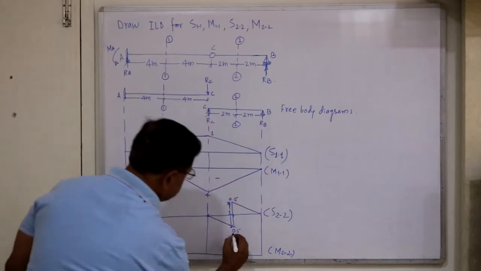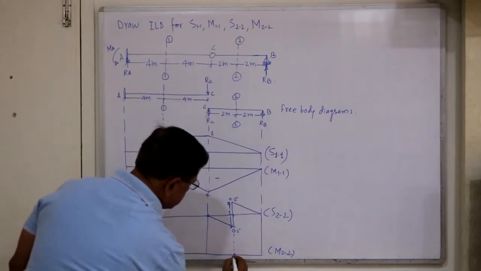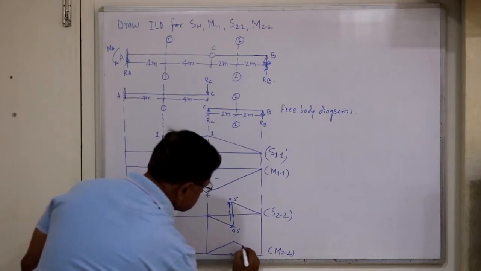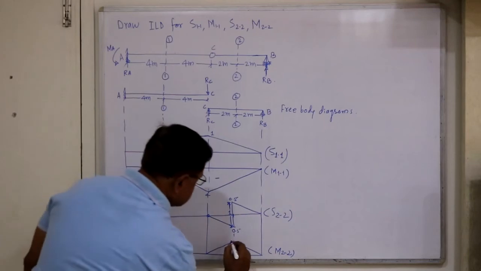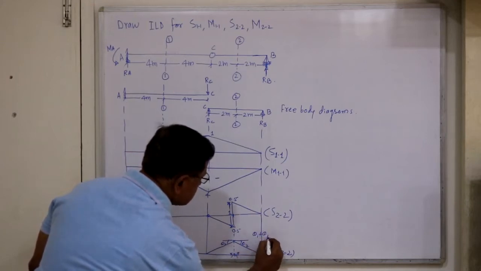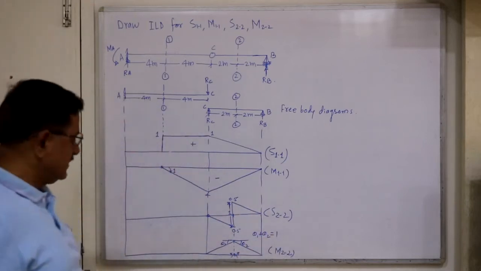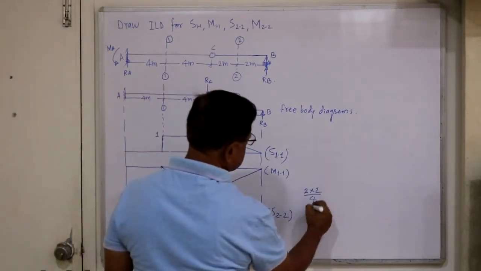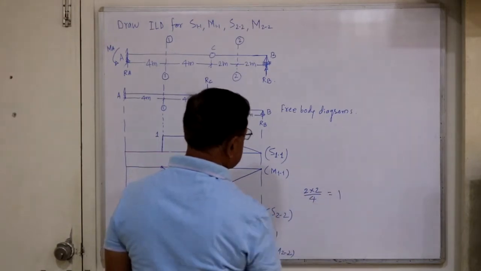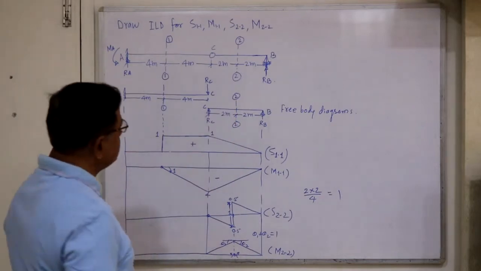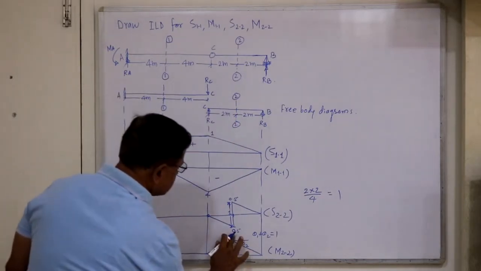Now last, let's draw ILD for M22. This is again within simply supported, so we have to give a unit rotation. If this is theta 1 and this is theta 2, then theta 1 plus theta 2 equals 1. That means this ordinate will be AB by L. So 2 into 2 divided by L is 4, so this becomes 1. So this is AB divided by L, and this ordinate is 1 automatically.